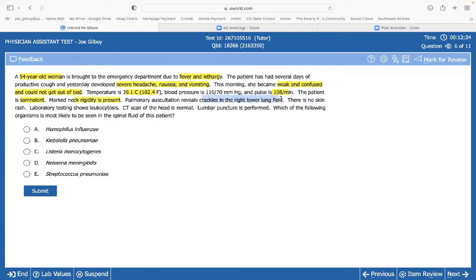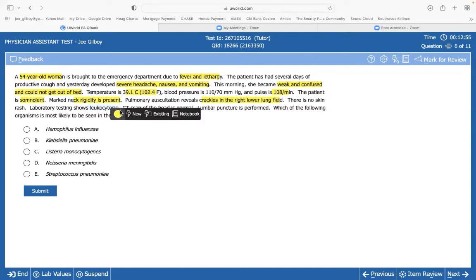And see, this is where sometimes people go wrong. They see these little things that are thrown into the test question, and then they get stuck on it. So you're like, okay, let's not get stuck on it. Let's just keep looking at the whole picture, not that one thing. There's no skin rash. Lab shows leukocytosis.